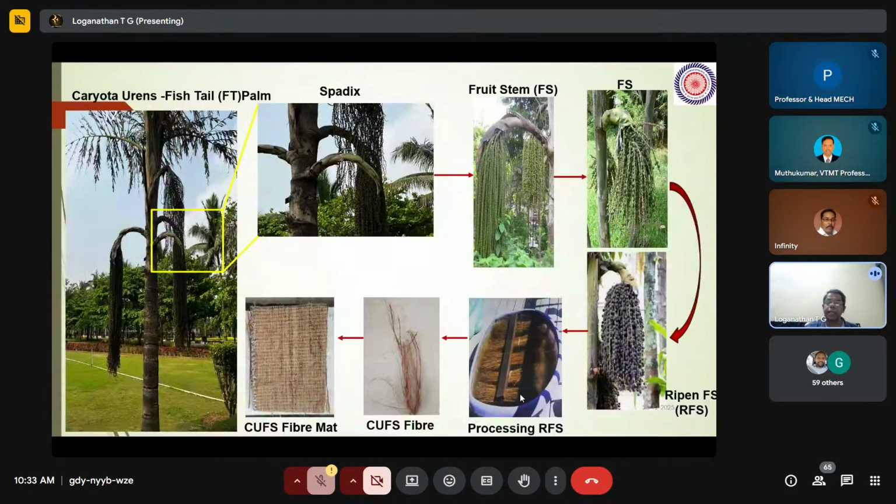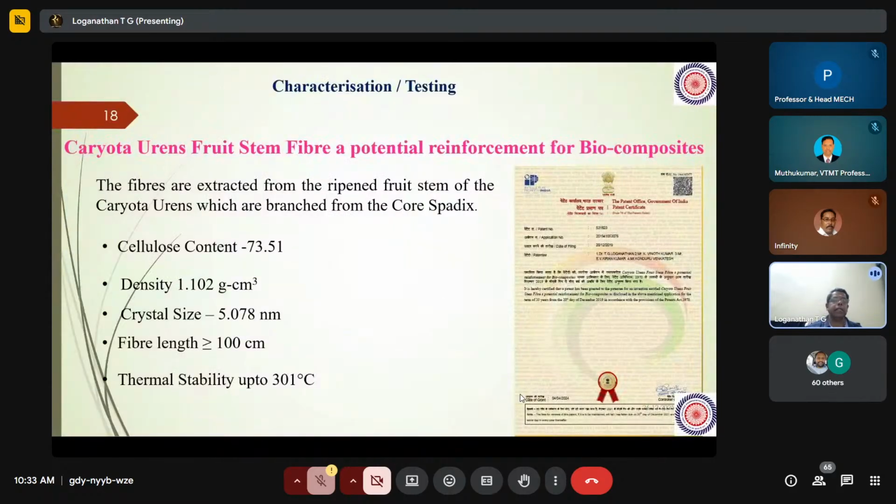So we were wondering whether this has any fiber inside. We started extracting it, and we subjected it to processing: retting, soaking it in water, and we extracted some fiber. This fiber has not been invented so far, and we did some tests. As I mentioned, we did a chemical composition test, density, XRD, FTIR and everything.